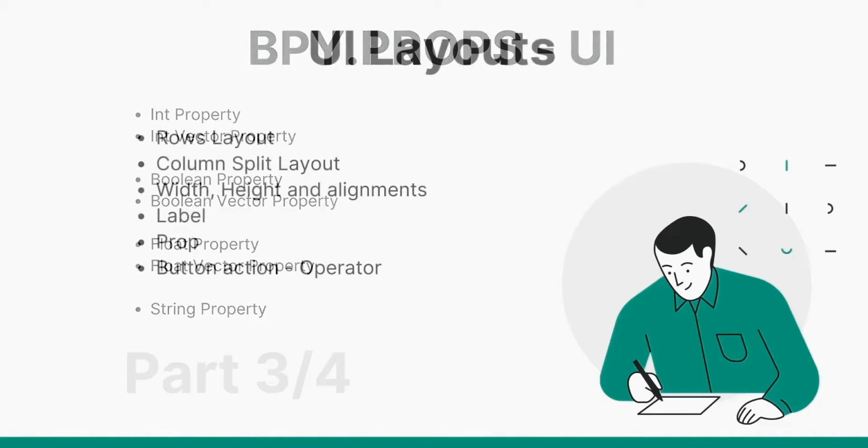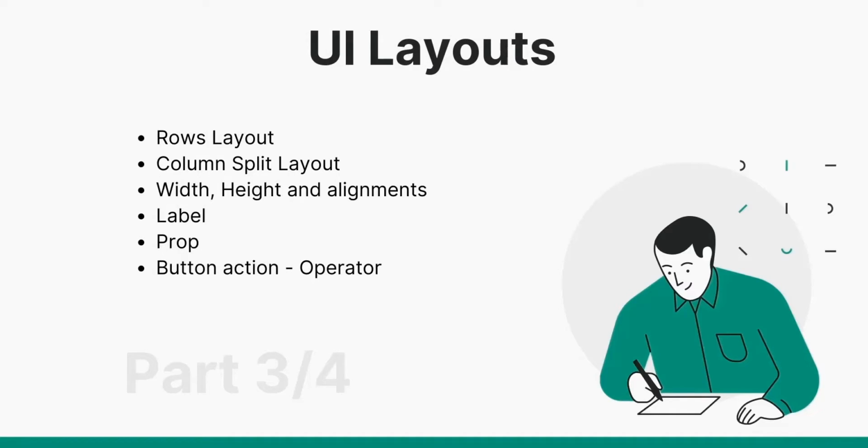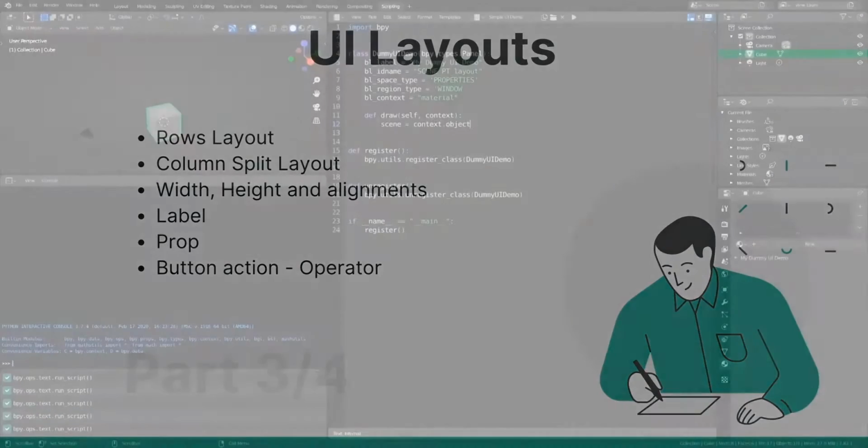So the next thing we are going to take a look at is the UI layouts. We will see what row layouts are and how to split and create columns, and we will see what alignments, width and height are. Then we will take a look at the different UI contents, that is the labels, properties, and button actions, that is the operator. So I'm going to explain all of these concepts inside of Blender.